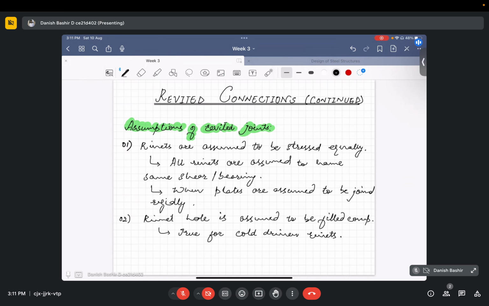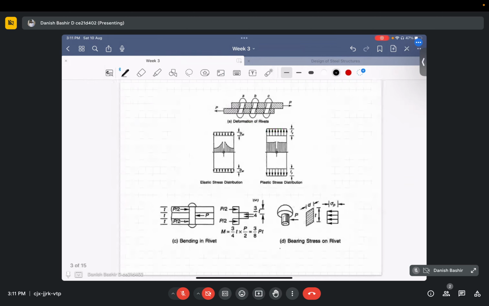The third assumption is that we neglect the friction between the plates. This is the third assumption.